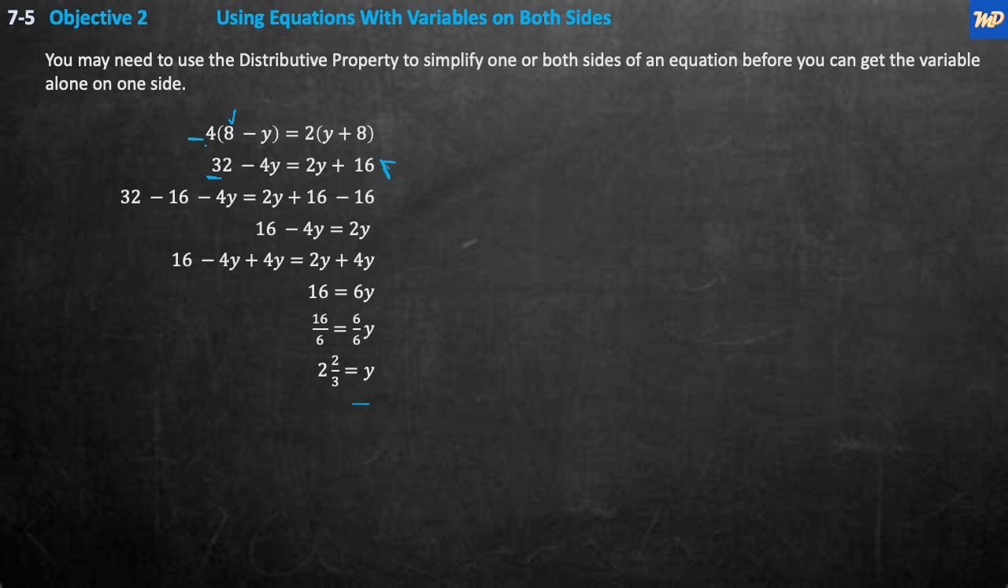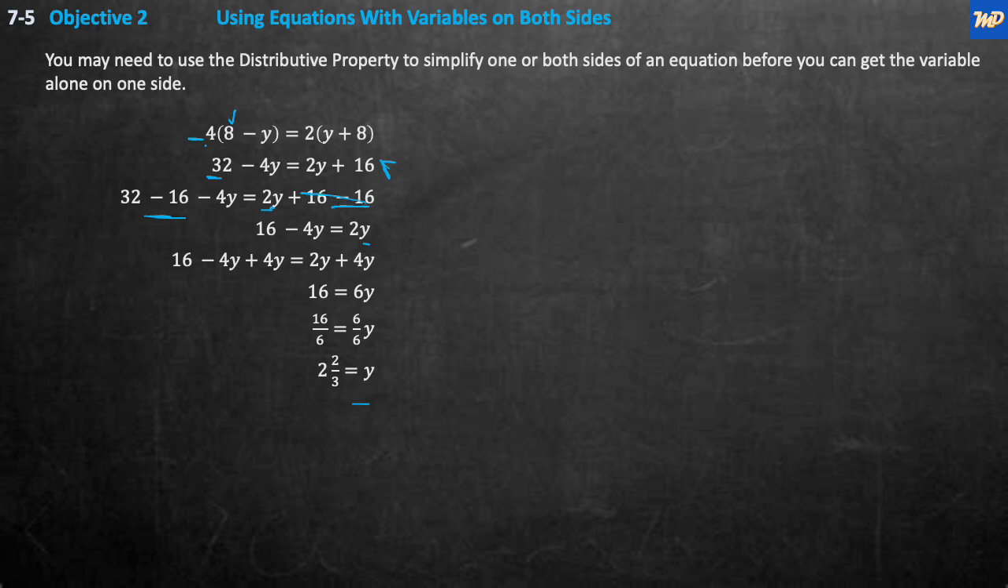So in order to do that, we're going to subtract 16 from the right-hand side. So we have 2y plus 16 minus 16. And then on the left-hand side, we have 32 minus 16 minus 4y. Okay, so now we're going to simplify. So 32 minus 16 is 16. And then we have the minus 4y. And on the right-hand side, we have 2y right here, and the 16s cancel. So we're left with 2y right here.